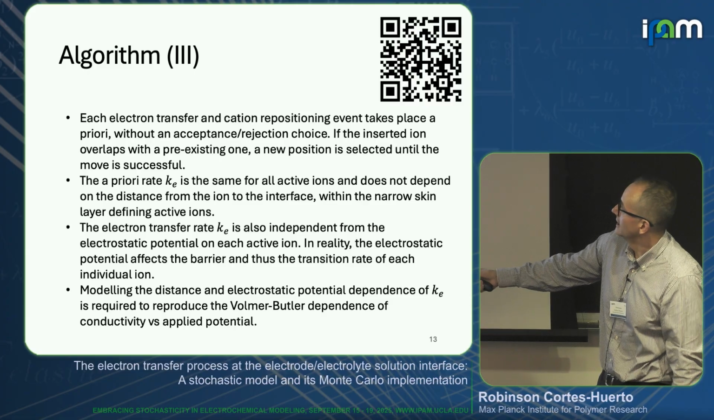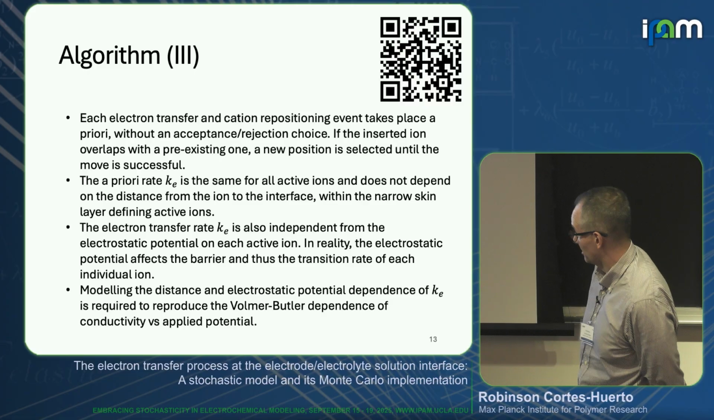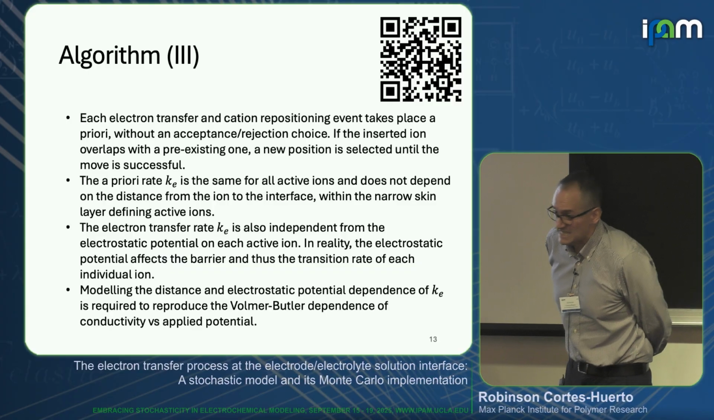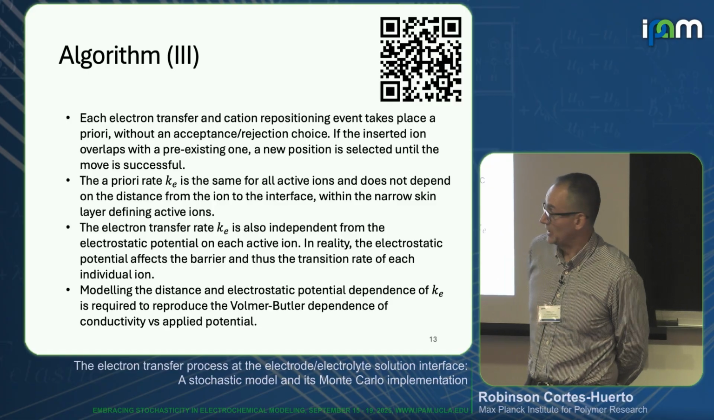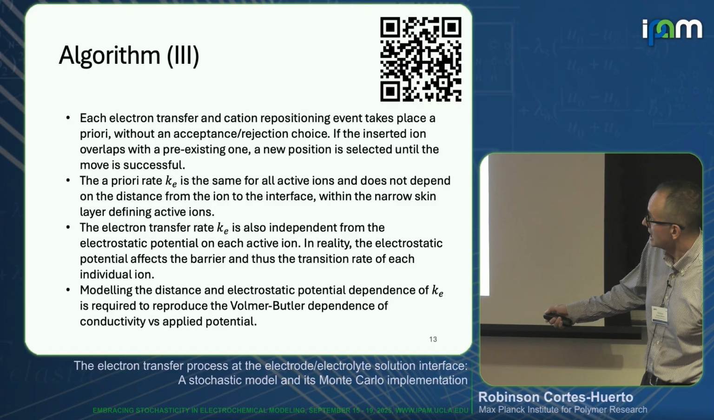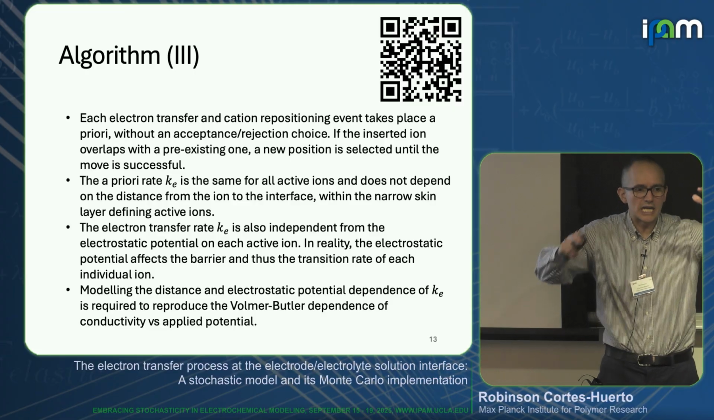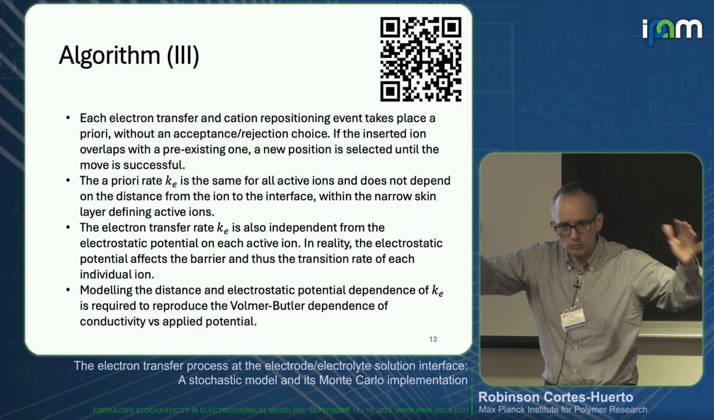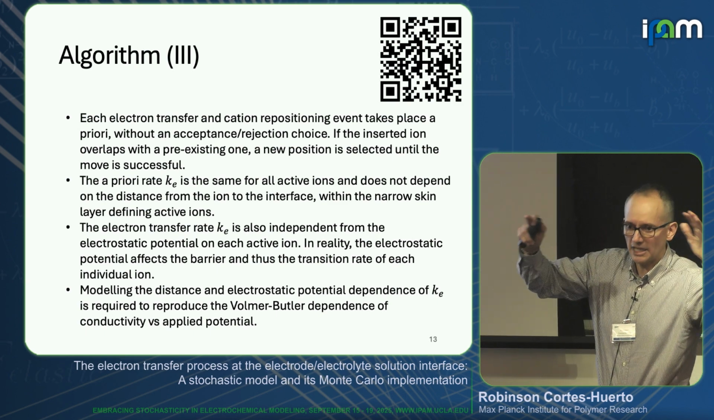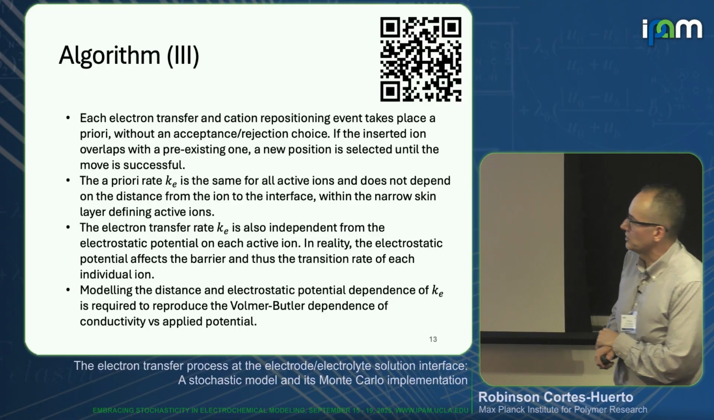A priori, there is a constant electron transfer rate constant. This is the same for all active ions. It doesn't depend on the distance of the ion from the interface. This is one assumption that we have, and it's related to the type of simple metal structure that we are considering. If we want to modify this type of metal surface, then we will need to change this condition.